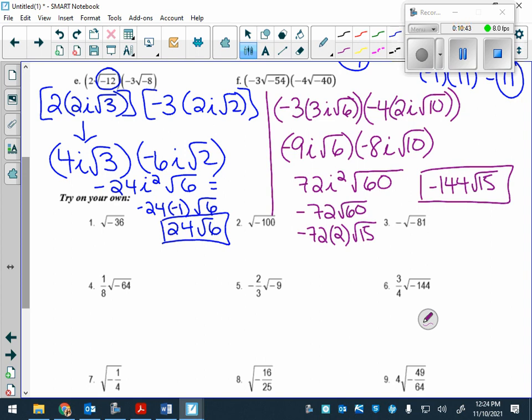Okay. We have to first simplify with a negative. So you have negative 3, and then negative root 54 is 3i root 6. Then you have negative 4 root negative 40, which is 2i root 10. Then you multiply negative 9i times negative 8i, which is 72i squared. 6 times 10 is 60. Then i squared equals negative 1, so you have negative 72 root 60. But that could be broken up into 4 and 15. So now, pull out the 2. Negative 72 times 2 is negative 144, and you're left with root 15.